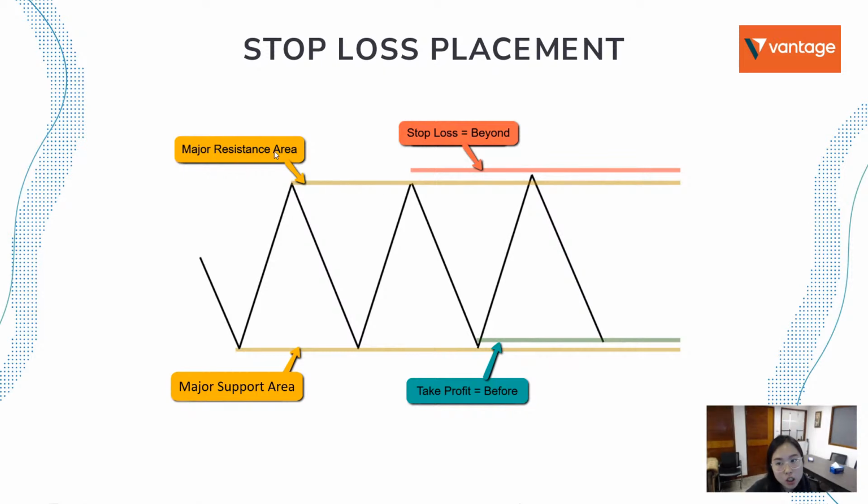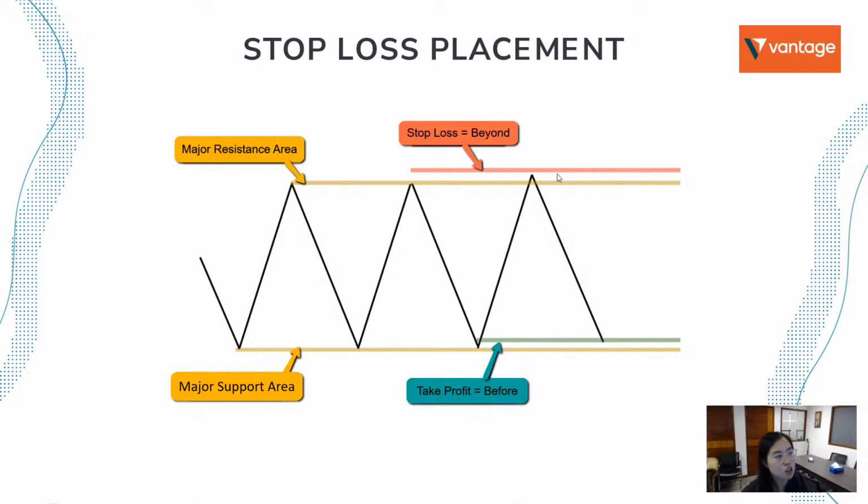So this is a major resistance area right here. What we usually do is, let's say it's a resistance, we will put the stop loss above the resistance. And the reason we do this is to avoid getting wicked out or stopped out prematurely. So price tends to do a lot of wicking sometimes.